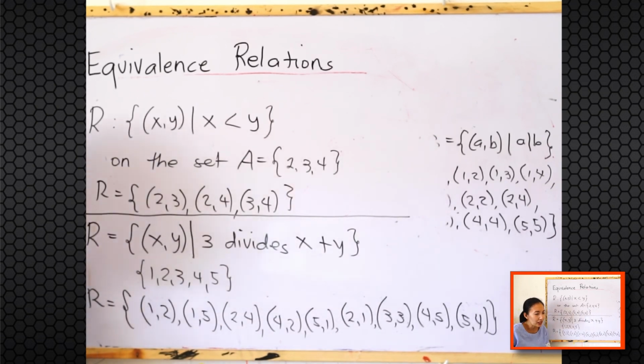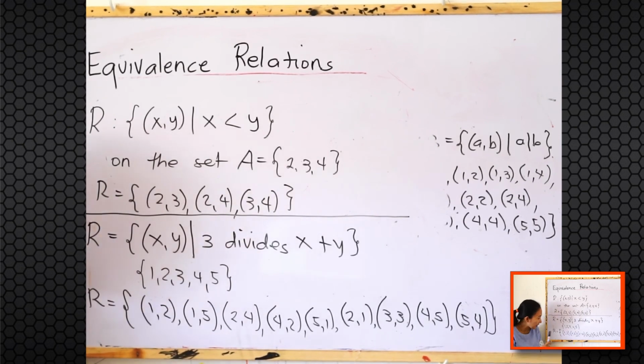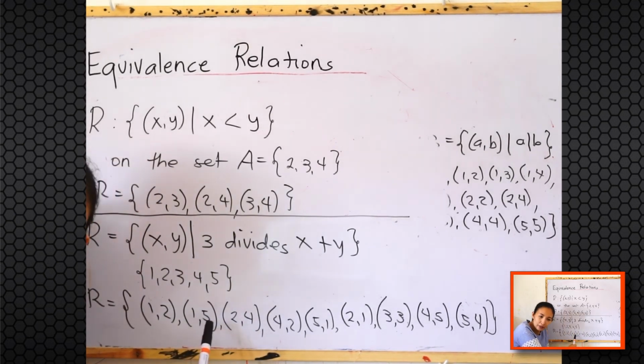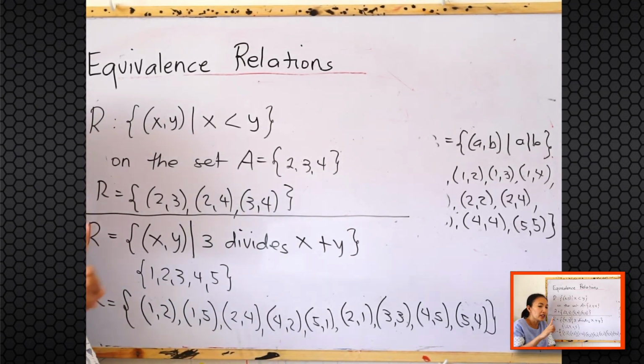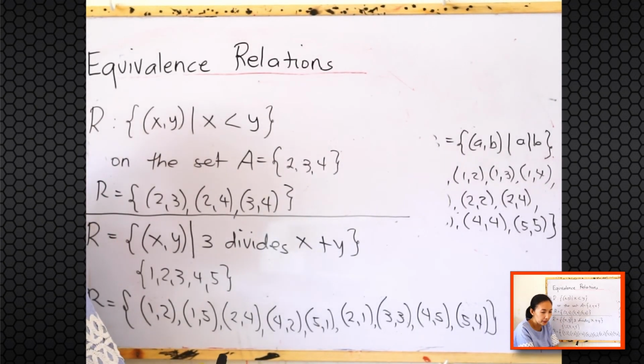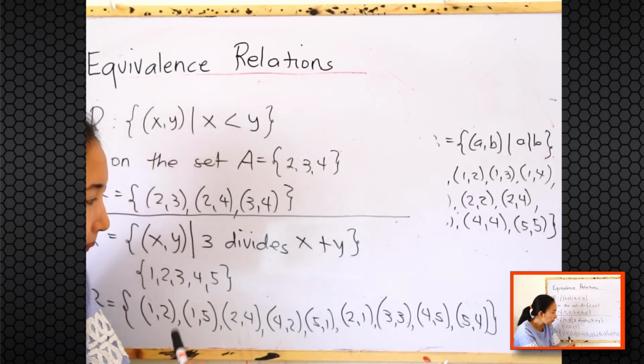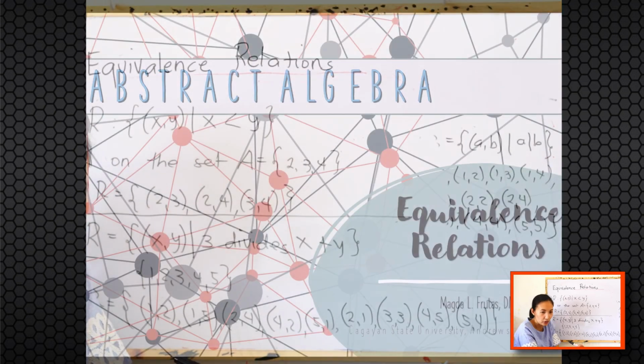How about transitivity? Is it transitive? Let's see. (1,2): 1 is related to 2, but 2 is related to 4. Therefore, 1 should be related to 4. Is (1,4) a member of R? No. So, it only satisfied one property, and that's the property of symmetry. Reflexivity and transitivity are not satisfied. Therefore, this is not an equivalence relation.